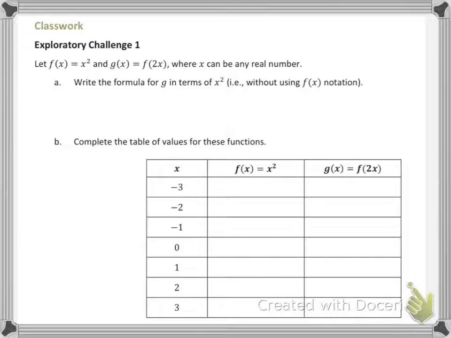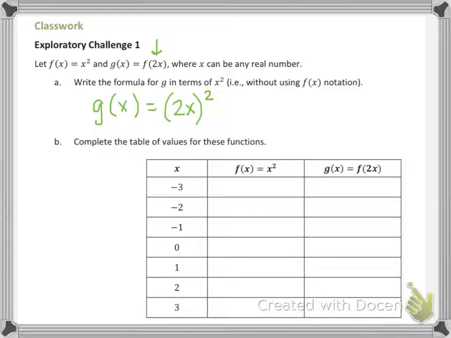So we're going to say g of x is equal to whatever f of x is, times 2. Well, f of x is x squared. So this is 2 times x, and all of that is squared. So replace the x with a 2x and then square it. All right, so there is our second column in our table.